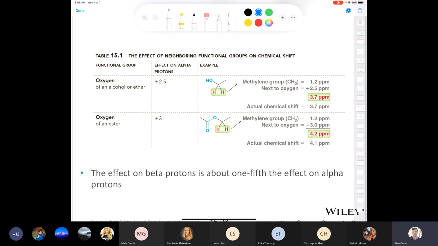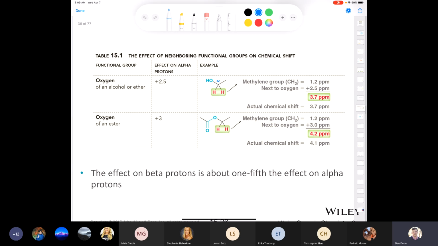So you remember the CH2 group, the methylene. Well, we said that the baseline for a methylene was 1.2 parts per million. Well, we know that oxygen is the second most electronegative element in the periodic table. So it's going to have an electron withdrawing effect, won't it? It's definitely going to have that effect. So if you have your methylene, for example, and it's alpha, right next door, this is the alpha carbon here. If it's alpha to the oxygen of an alcohol or an ether, the chemical shift will increase by 2.5 parts per million. So we take 1.2, we add 2.5 to it, and we get an estimate, which is 3.7 parts per million.